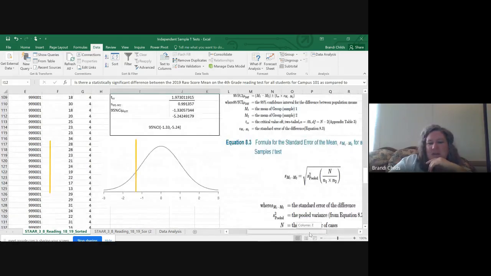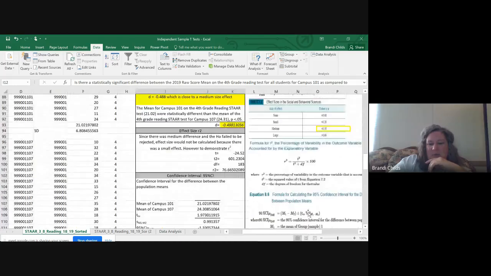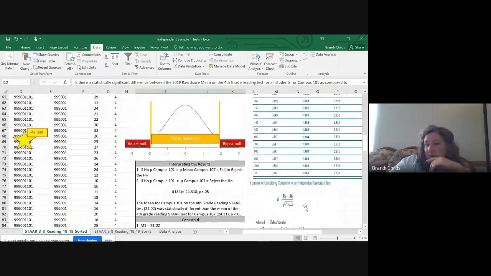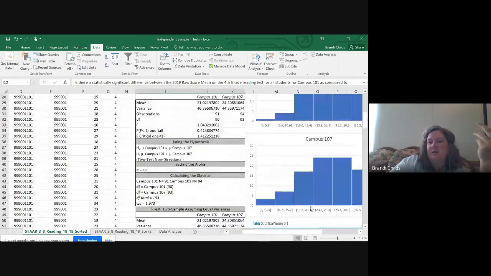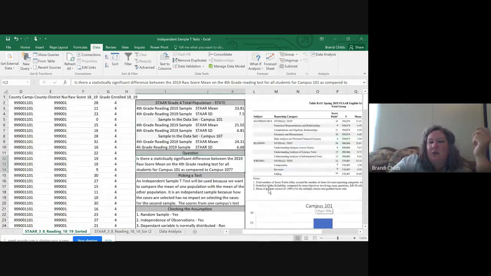Just narrowing it down and figuring out, why do campuses do better than others? Is it true? Are they really doing better or not? Or is it just the way the numbers look? And then what can we do overall to increase the scores and close those gaps?